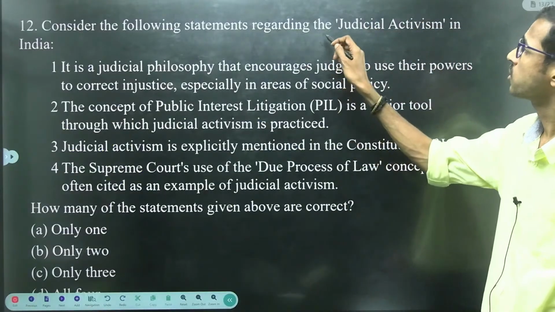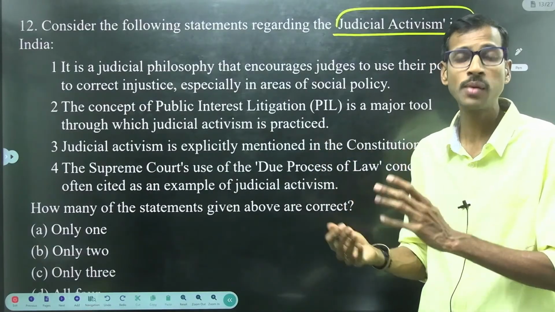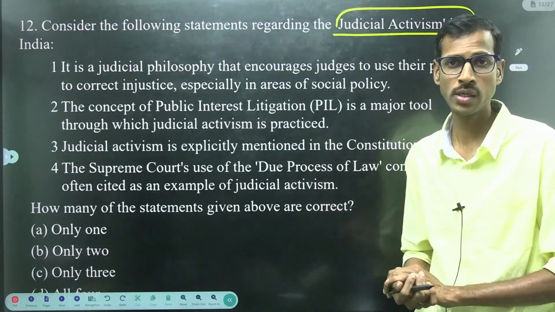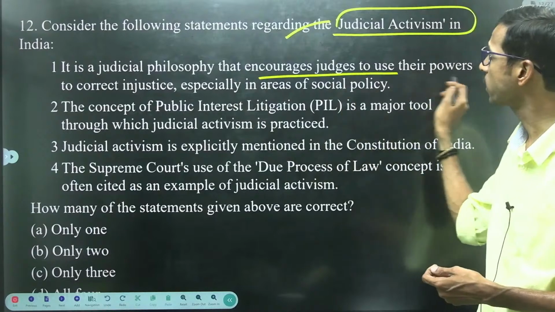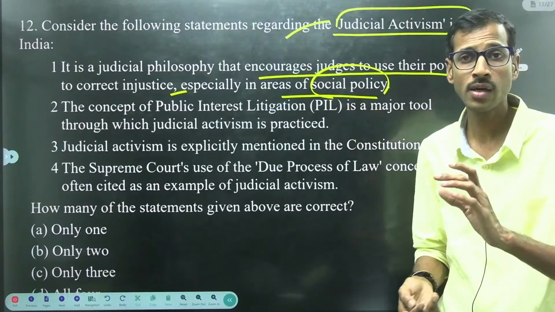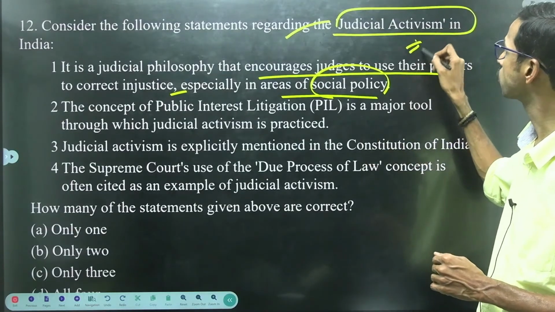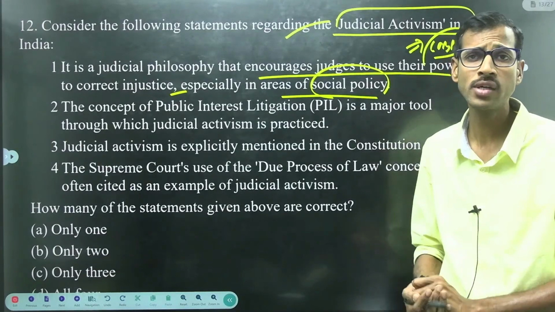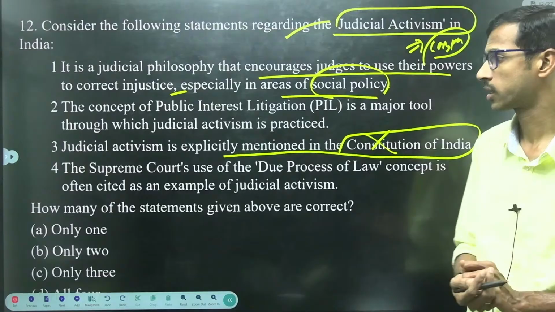So consider the following statements regarding judicial activism in India. Apart from judicial review, judicial activism is also very important nowadays. Many are criticizing the courts, like judicial overreach, right? So that's why it is very important. It is a judicial philosophy that encourages judges to use their powers to correct injustice, especially in areas of social policy. Judicial activism as a concept was not mentioned in the constitution, we have to understand. This was just judicial interpretation, or we can say judicial innovation. So that it is explicitly mentioned in the constitution is not correct here.